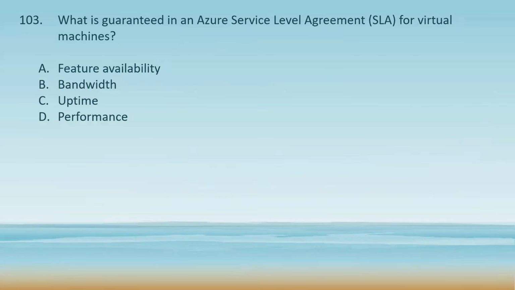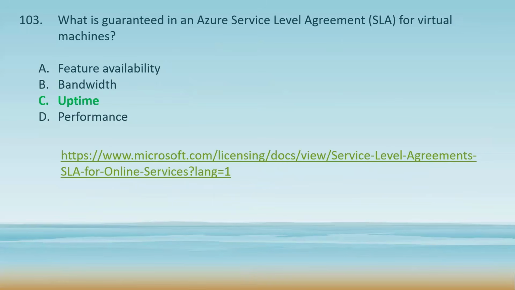Next question. What is guaranteed in an Azure service level agreement for virtual machines? Your options are feature availability, bandwidth, uptime, performance. And the correct answer in this case is uptime. SLAs define Microsoft commitments for uptime and connectivity for Microsoft Online Services.